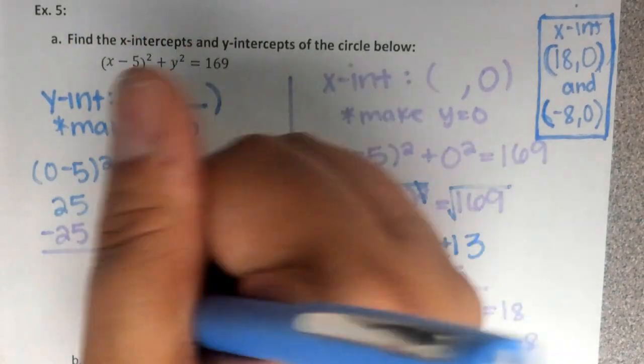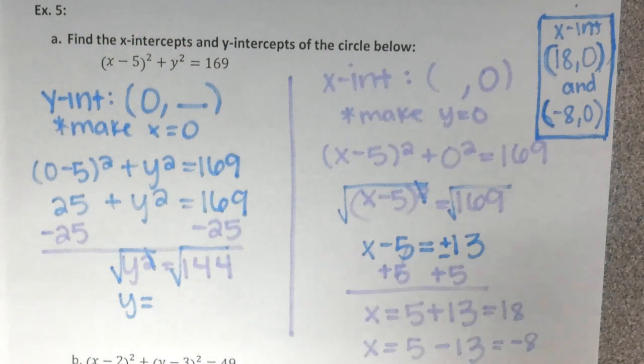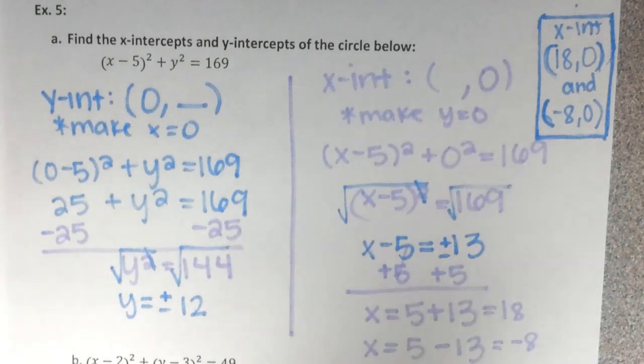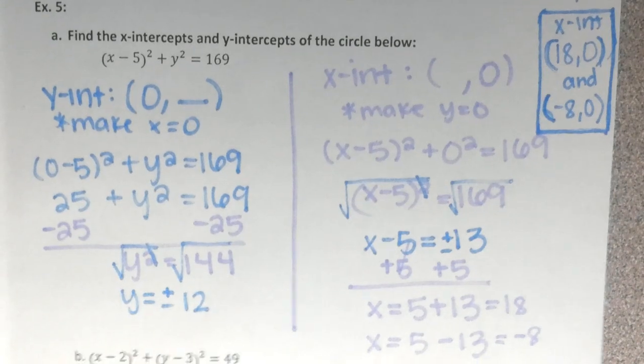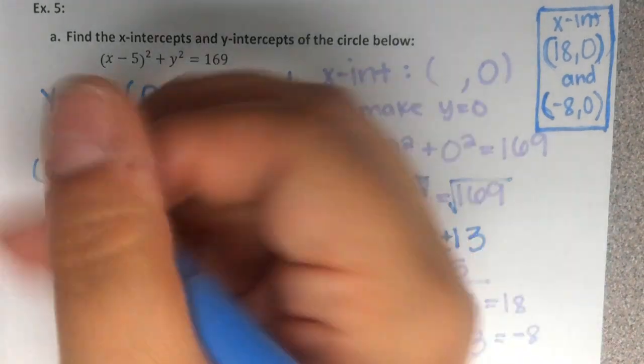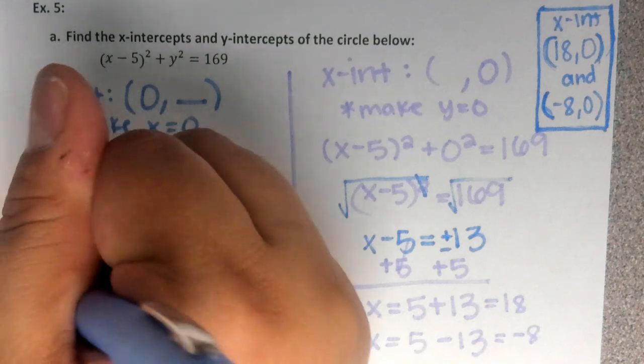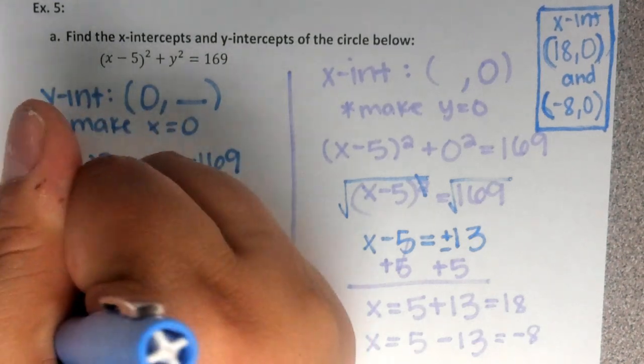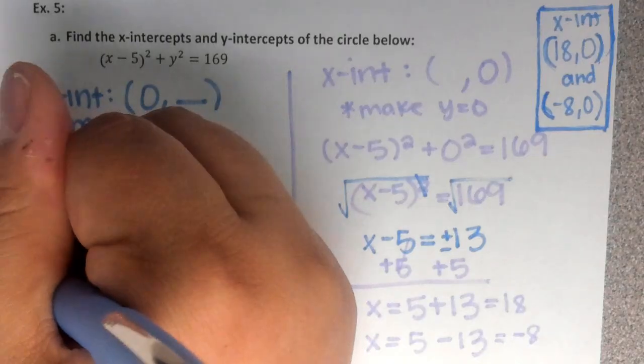And what is the square root of 144? Plus or minus 12. We don't, because what does my answer have to be? Coordinates. So my answer is 0, 12 and 0, negative 12.